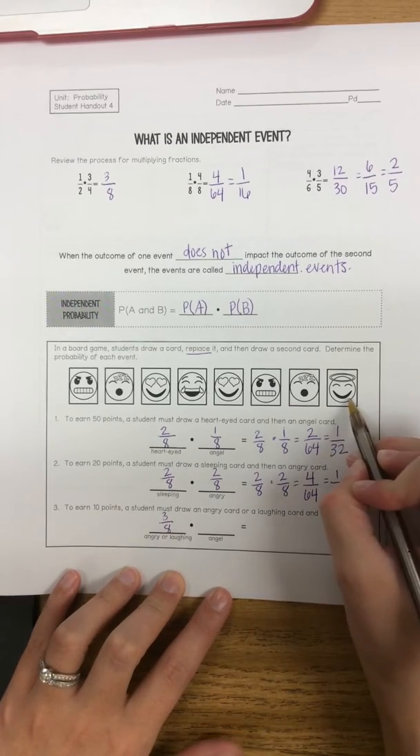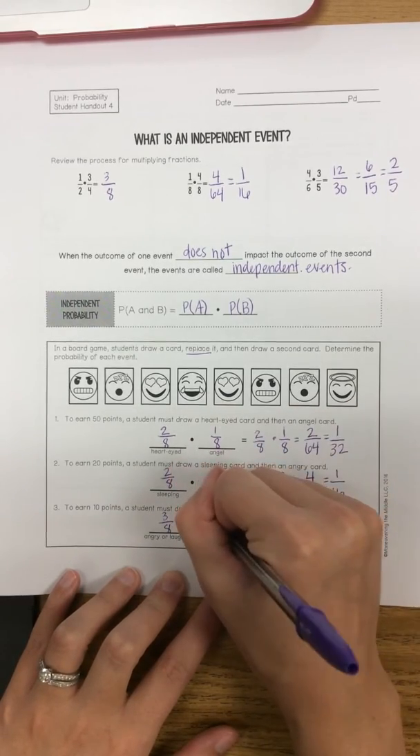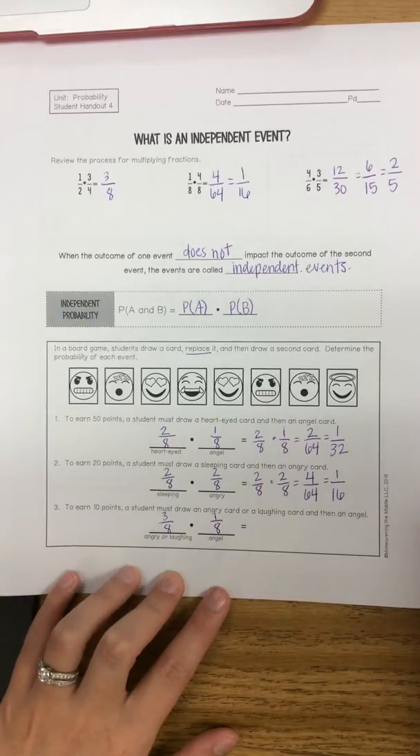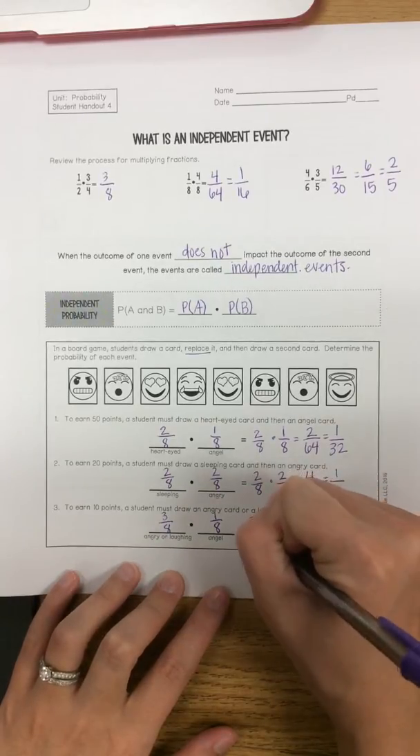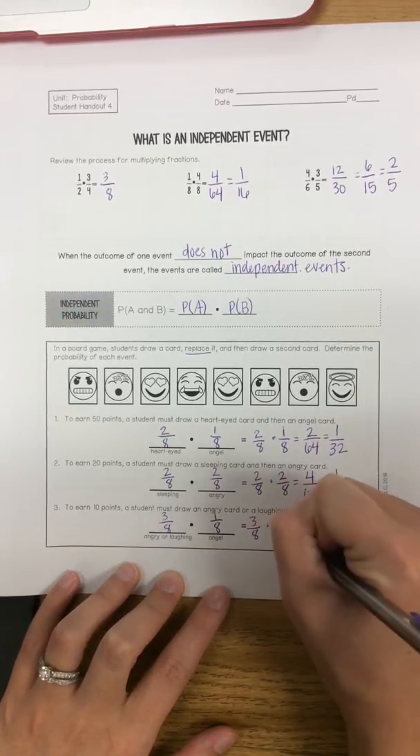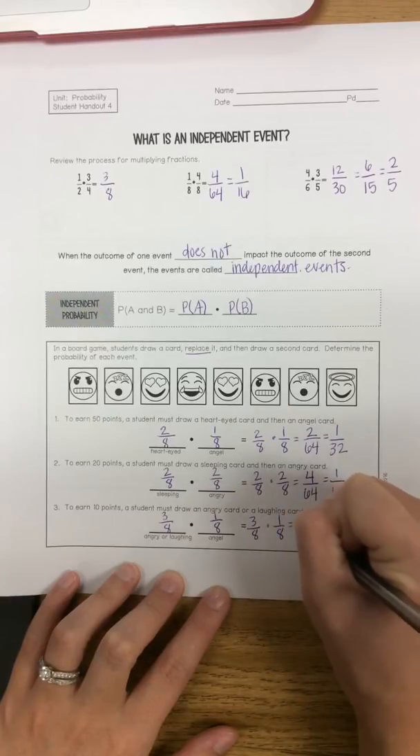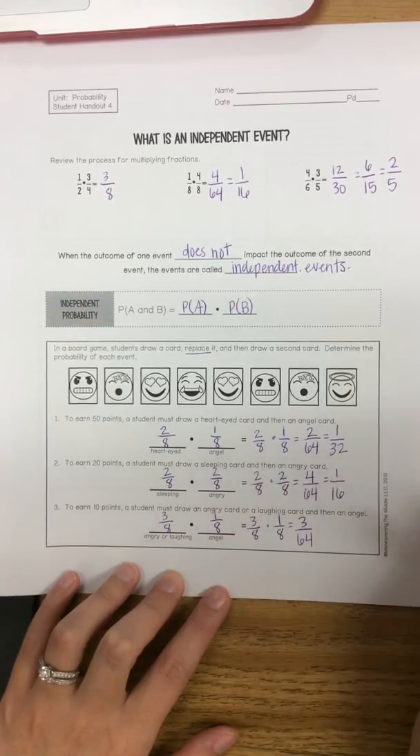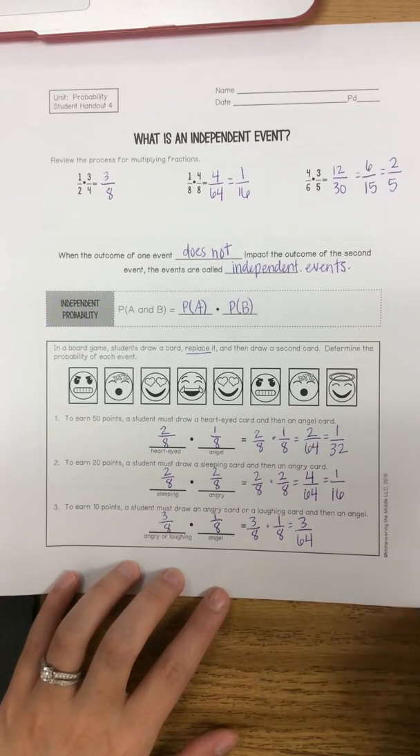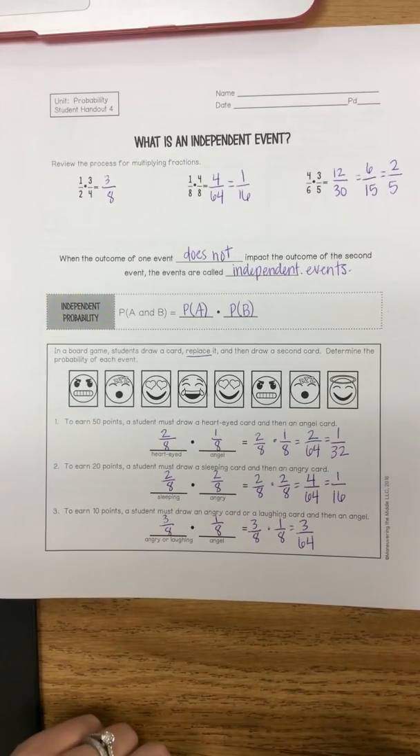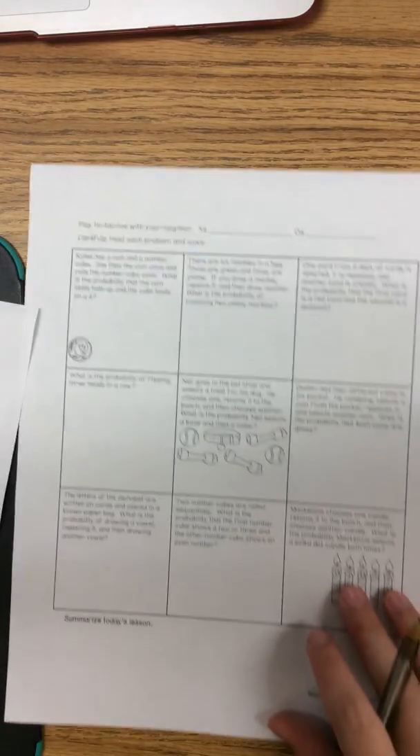And then times the 1 angel card, 1 over 8 angel. Okay, so 3 over 8 times 1 over 8. That's 3 over 64. Okay, and that cannot be simplified any further. Okay, all right, let's turn the page.